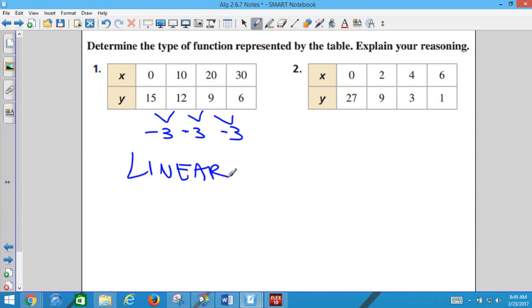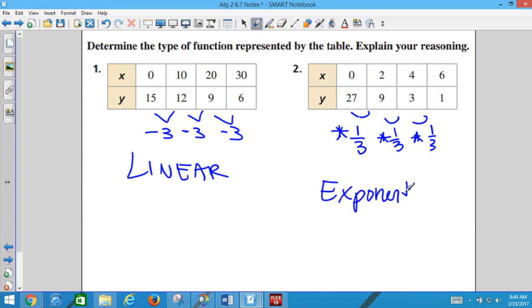All right, this is the one a lot of you just had questions about. A lot of you were like, oh, this is divide by 3. Divide by 3. Divide by 3. But Ms. Criswell didn't give us a division thing. So instead of dividing by a number, multiply by its reciprocal. And now we're multiplying each time by the same number, so this is exponential. Okay?